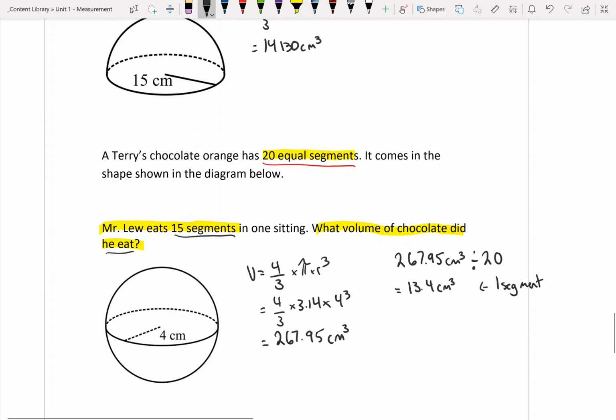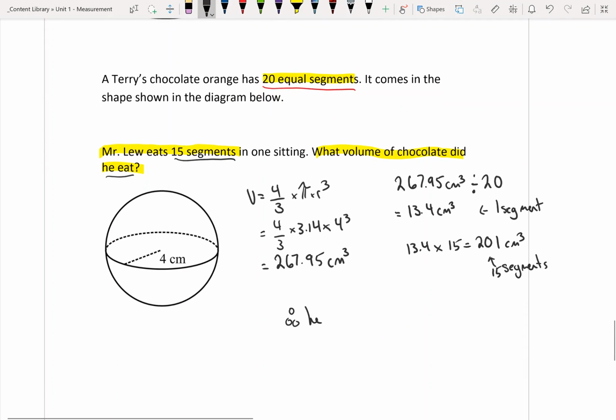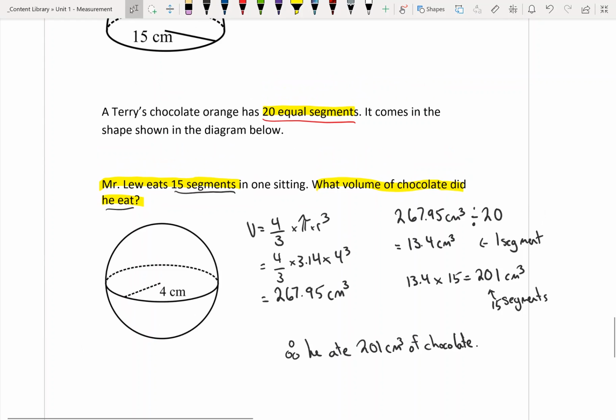But again, if we go back to the question, I'm not looking for the volume of one segment. I'm looking for the volume that I ate, which was 15. So I have to take 13.4 and multiply it by 15, which is 201 centimeters cubed. So that was 15 segments. Therefore, he ate 201 centimeters cubed of chocolate. And that would be the volume that was eaten.